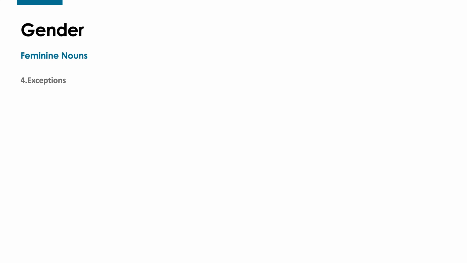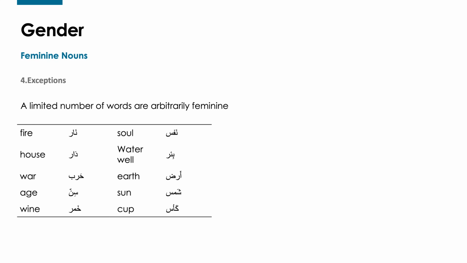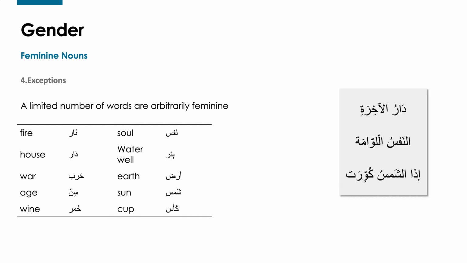Now I want to come to the final rule, which are the exceptions. Apart from these three rules for feminine nouns that we have mentioned, there are a fixed number of words which are arbitrarily feminine. There is no particular explanation or rule behind these words, but these are treated as feminine. The good news is these are only a few limited words, and you can easily memorize them and recognize them and know that they are feminine. These are not the only words, but the list is very limited, and inshallah with practice you can easily tell them apart. So these are words like nafs, bi'r, ard, shams, ka's, nar, dar, harb, sin, khamr. So these words are treated as feminine.